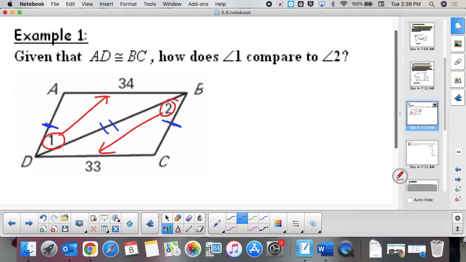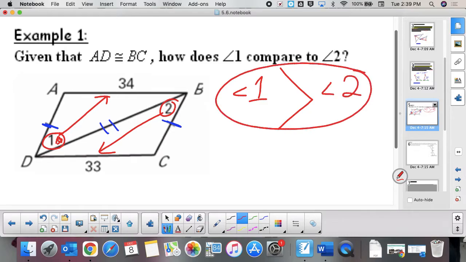Then there's a direct relationship between the included angles, angle 1 and 2, and their opposite sides, that third side. When we compare those sides, 34 is bigger than 33. So the side opposite 34, which is angle 1, will have to be larger than the angle opposite 33, which was angle 2. So how do they compare? Angle 1 is the larger of the two angles. Angle 1 will be bigger than angle 2. How much bigger, we don't know, but we do know it will be bigger than it.